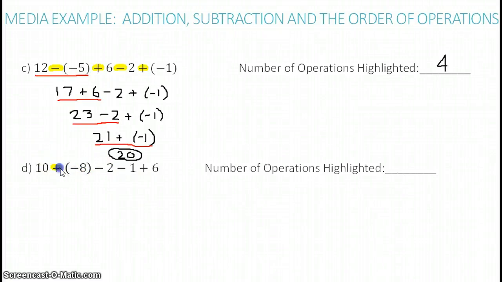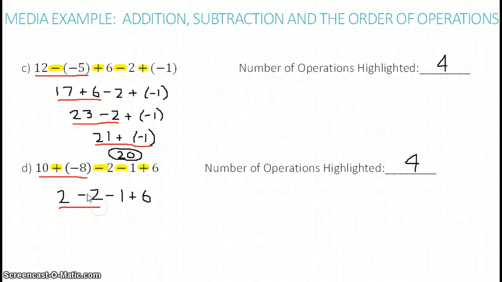So 10 plus negative 8 minus 2 minus 1 plus 6. So we have 1, 2, 3, 4 operations in this problem as well. Working from left to right, 10 plus negative 8 is the same as 10 minus 8, which is 2. Copy the rest of the problem. So we need minus 2 minus 1 plus 6. Okay. Don't be tempted to start adding these together. You need to work from left to right.